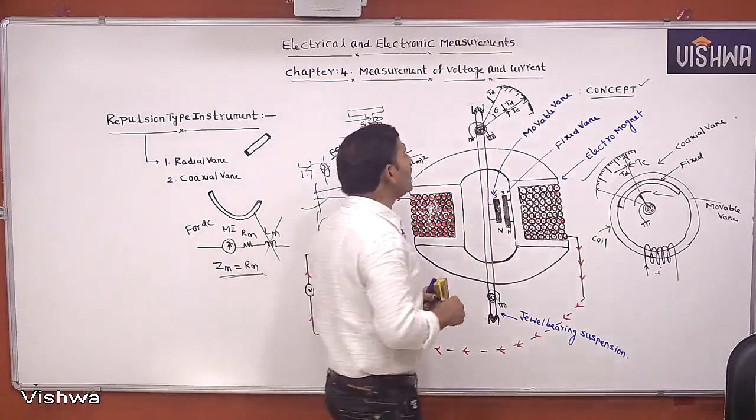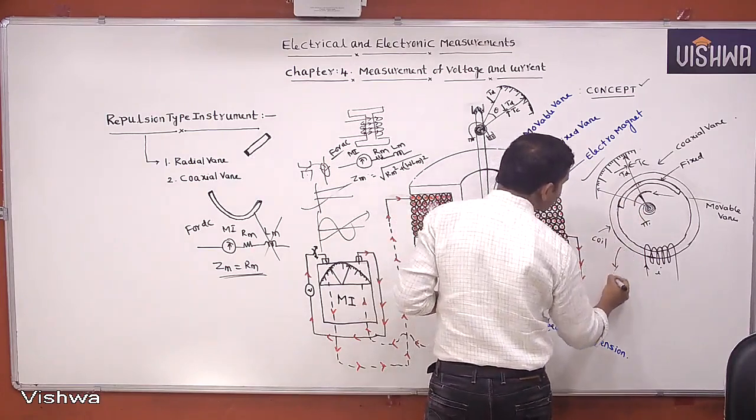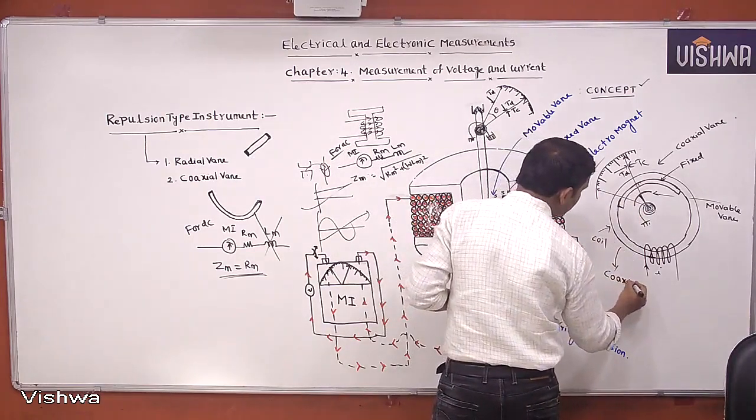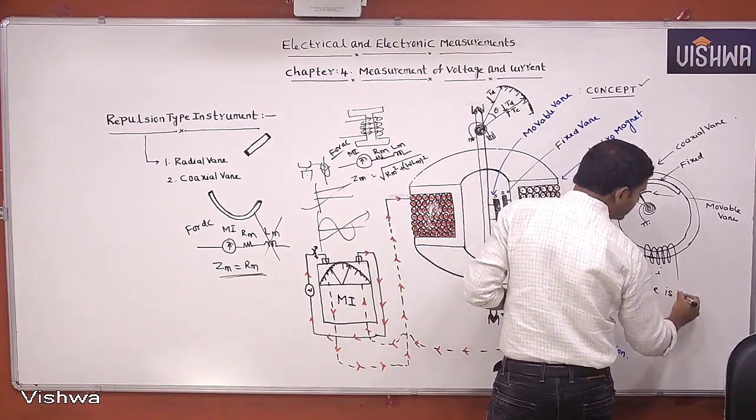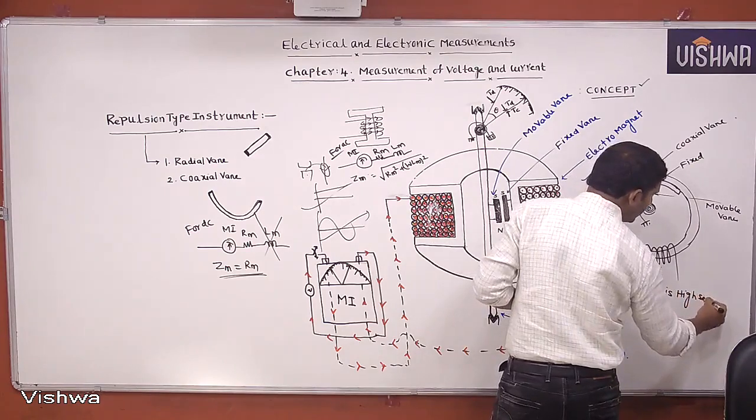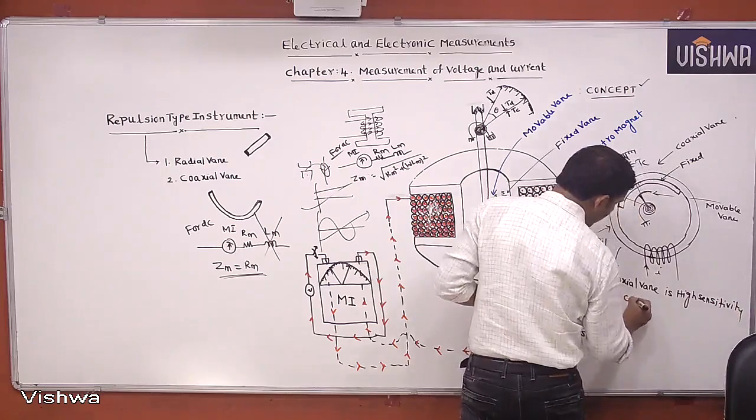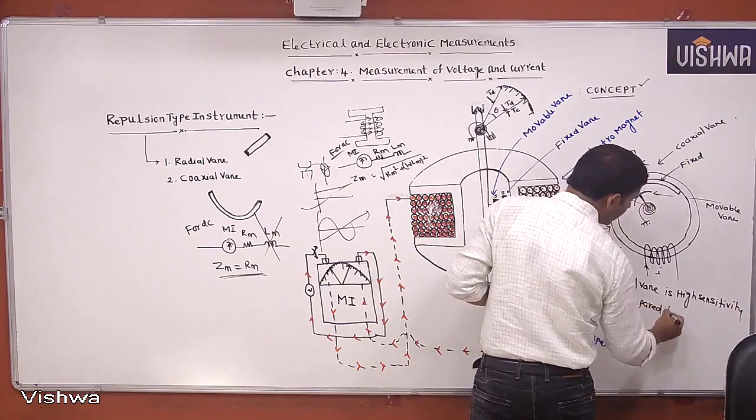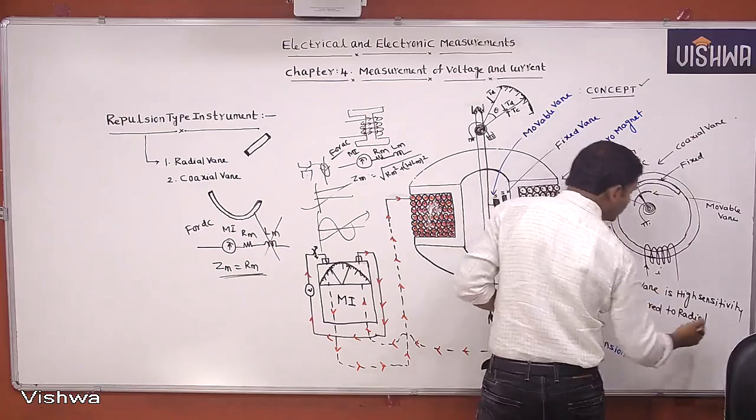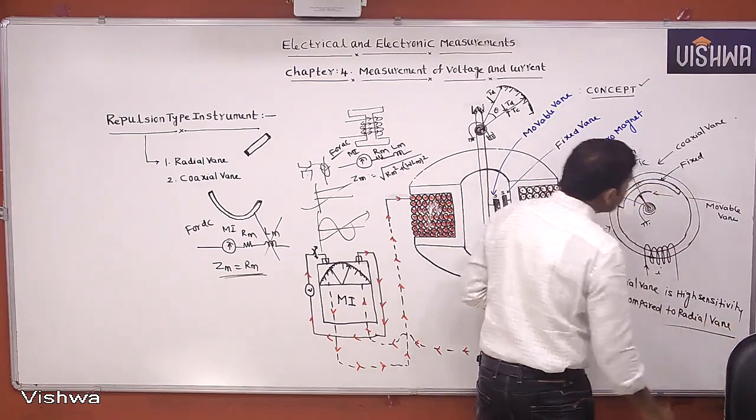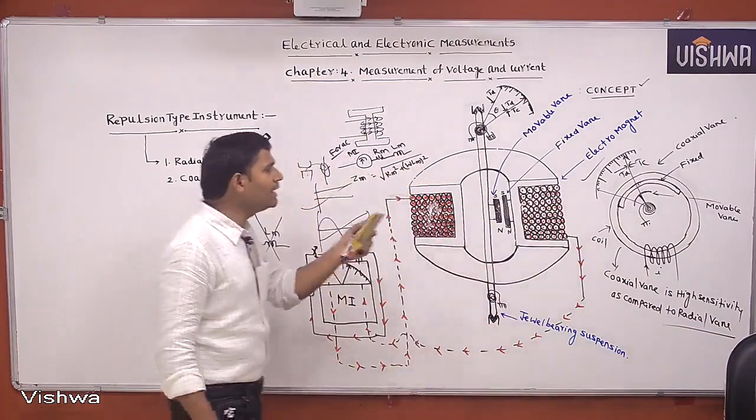But one point to remember: as compared to radial vane, this coaxial vane is more sensitive. Coaxial vane has high sensitivity as compared to radial vane type, because of the shape of the iron piece. This instrument has high sensitivity as compared to radial vane. The principle is same, but it has the high sensitivity.